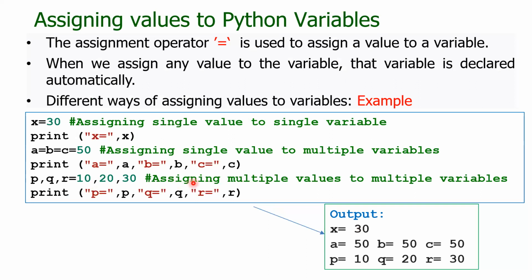And you can also assign multiple values to multiple variables by using one statement, p, q, r equal to 10, 20, 30. Here the values are assigned to the variables in the order in which they have been declared in the assignment statement. That means p is assigned with the value 10, q is assigned with the value 20, and r is assigned with the value 30.